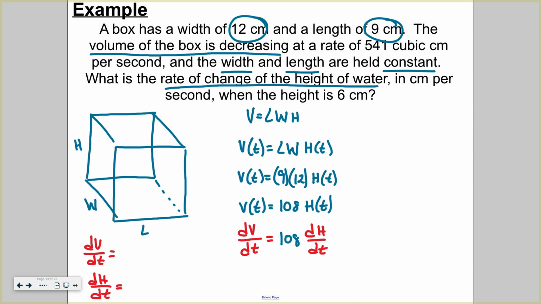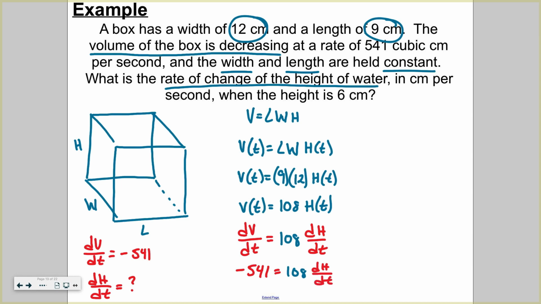So the change in volume we know is decreasing at a rate of 451 cubic centimeters per second, and we're trying to find the change in height. So we can substitute this value in. Negative 541 is equal to 108 dh over dt.